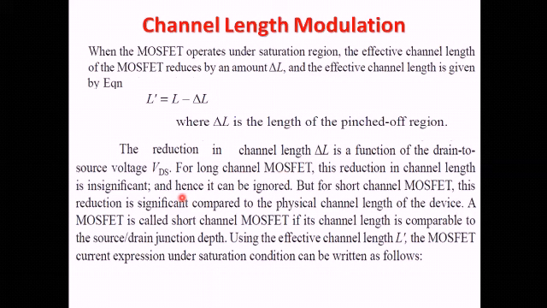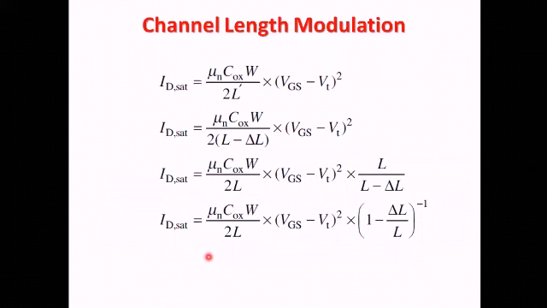But for a short channel MOSFET, this reduction is significant compared to the physical channel length of the device. A MOSFET is called a short channel MOSFET if its channel length is comparable to the source drain junction depth. Using the effective channel length L', the MOSFET current expression in the saturation region can be written as this one.